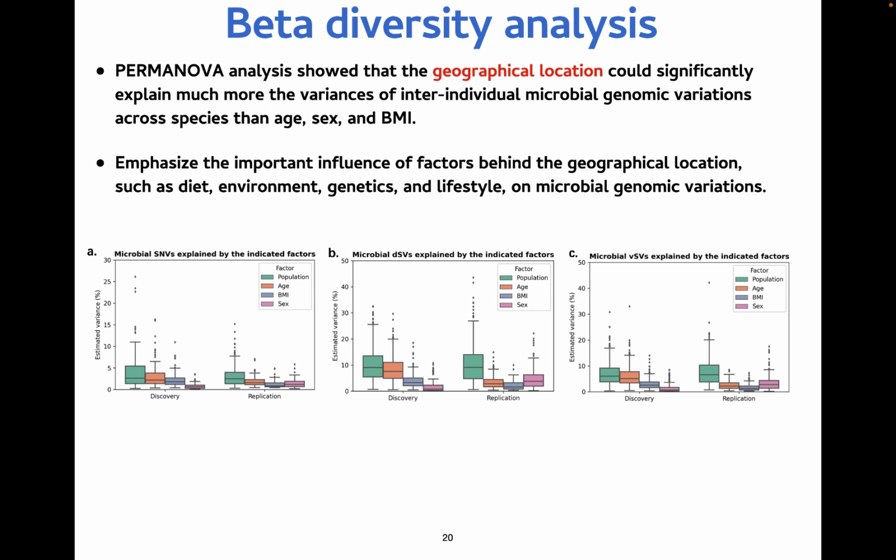By the PERMANOVA analysis, we also found that the geographical location could significantly explain much more variance of the inter-individual microbial genomic variations across species than the age, sex, and BMI, which emphasizes the important influence of factors behind the geographical location, such as the diet, environment, genetics, and lifestyles on the microbial variations.